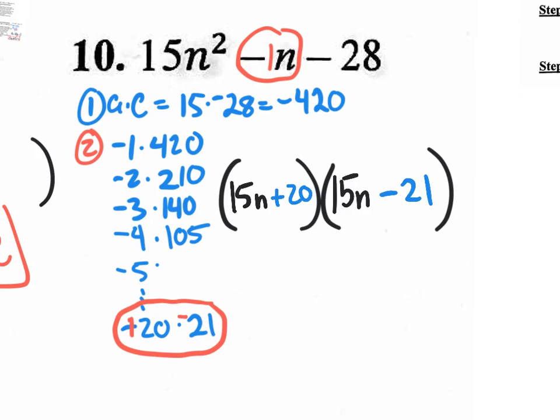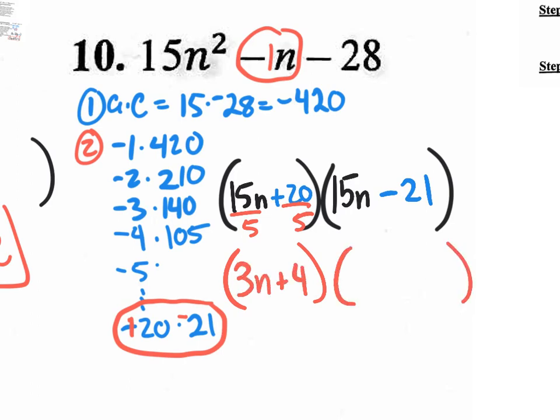On the first binomial, we could divide both by what? By 5. So what do we get as an answer for that first binomial? 3n plus 4. How about the second binomial? What could we reduce by? Not by 5, but by 3. So we end up with what? 5n minus 7.